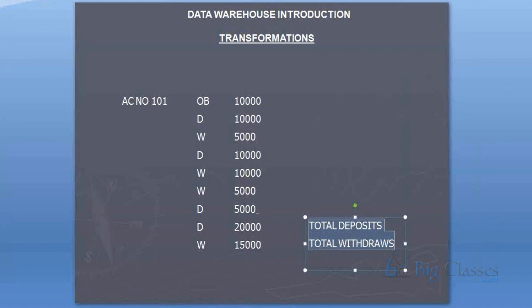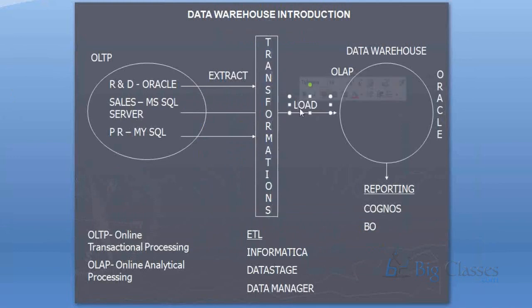So if I want to get total deposits and total withdrawals, I need to perform some calculations like summation of all deposits and summation of all withdrawals. That type of thing is called a transformation. Of course, this is a basic example of transformation. Really, transformation is getting the required information, which is useful for analysis, from the existing information. Okay, now after applying transformations, load the data into the data warehouse.